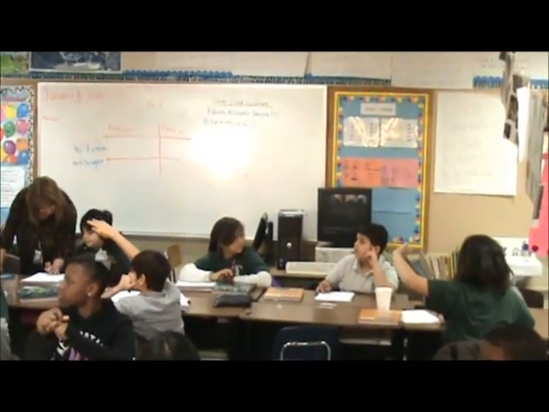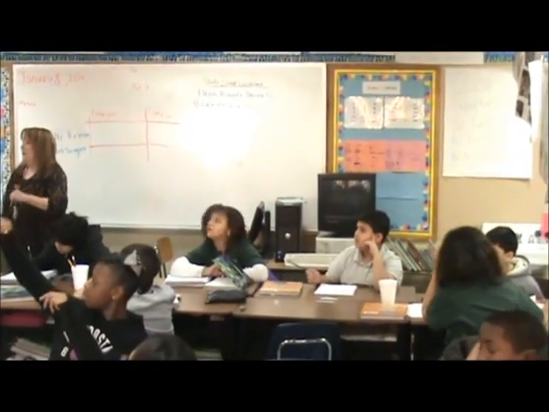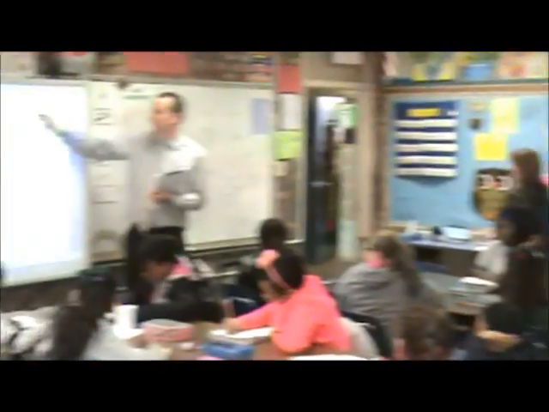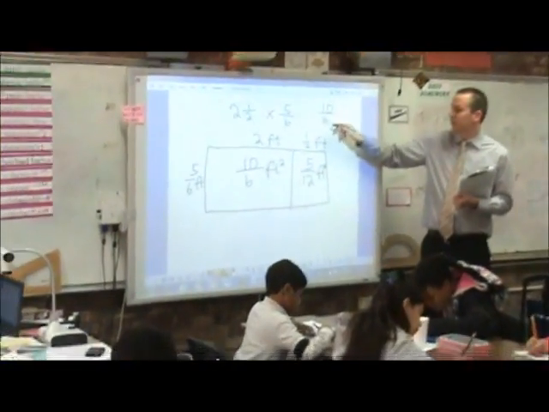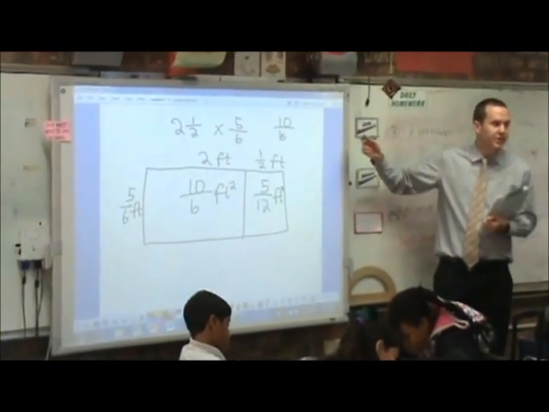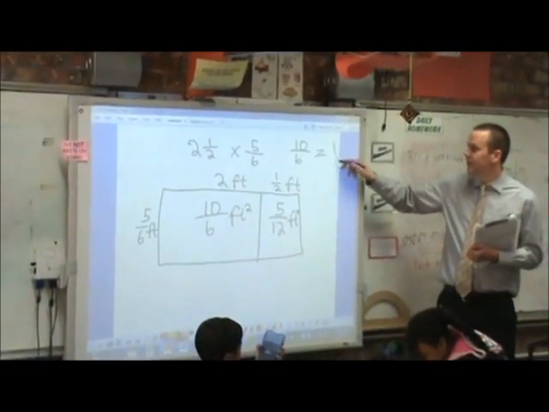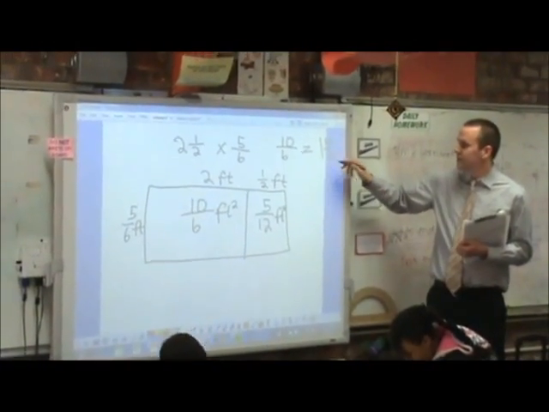What's the next step? What do we have to do? You have to simplify 10/6. Okay, that's a good first thing to do. Not necessarily simplify, but we need to change it to a mixed number. So what's it going to be? 1 and 4/6. I like how you did that mentally. It's going to be 1 and 4/6.